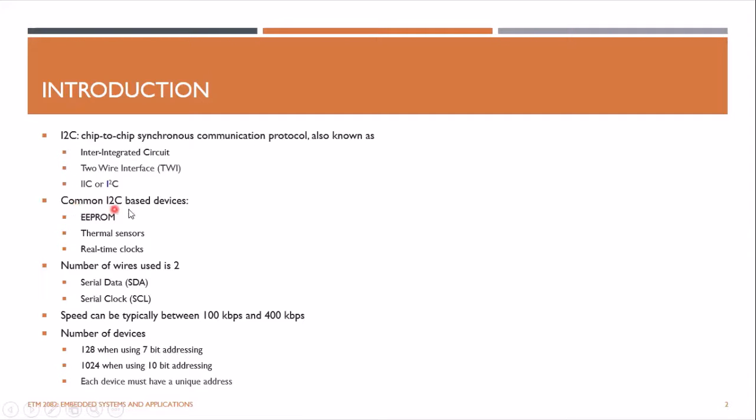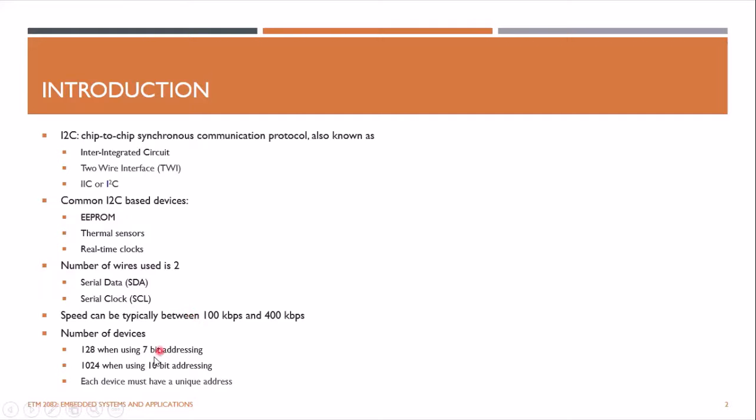Common devices that you can buy from the market which have I2C capabilities include EEPROMs, LCDs, thermal sensors, and real-time clocks. So it is easy to connect to your microcontroller using only two wires. One wire is serial data, so the data will be transferred on this line, and the clock source will be on the other one. You can achieve communication speeds between 100 kilobits per second and 400 kilobits per second.